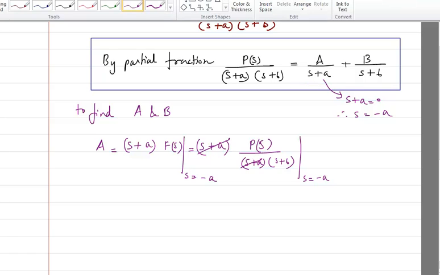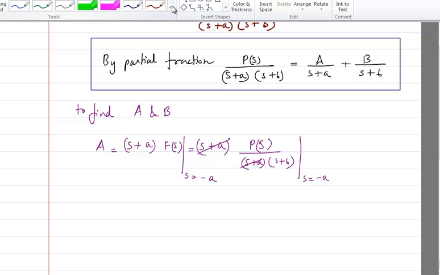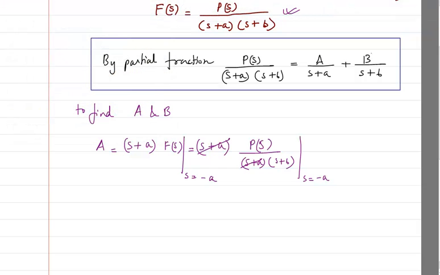Thinking in similar terms, what will you have to do for finding B? For finding B, you look at the denominator, which is s plus b, you take that factor out from here, and for s you substitute s equal to minus b. Where did you get s equal to minus b? We got it from here.